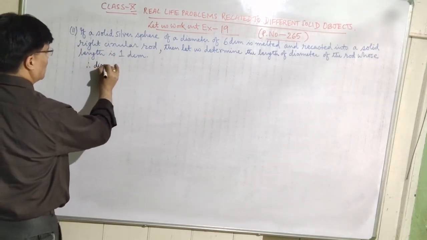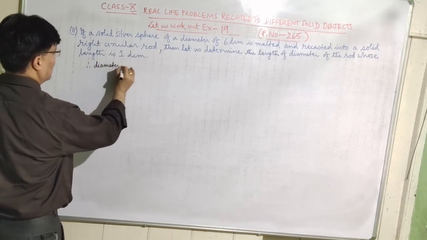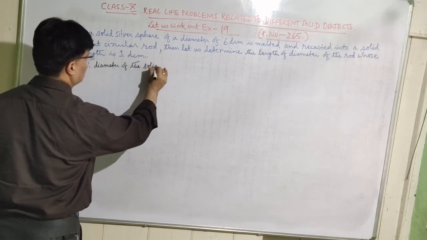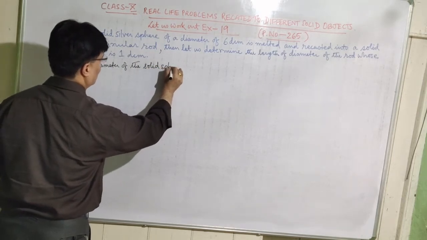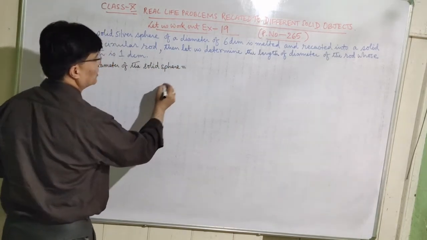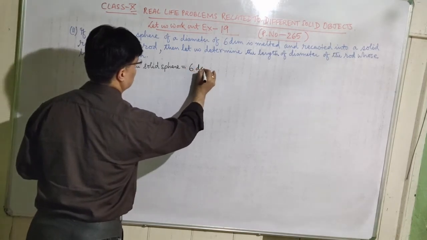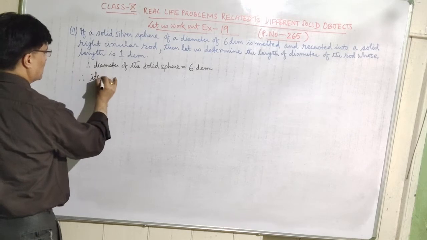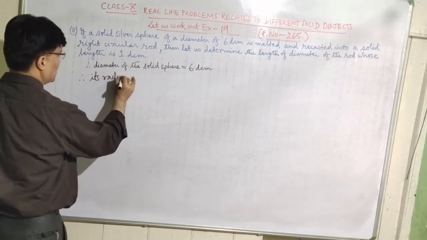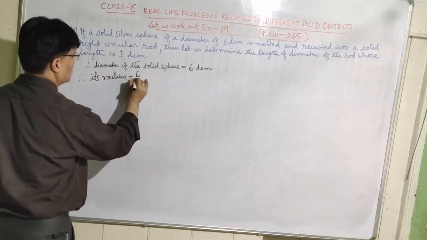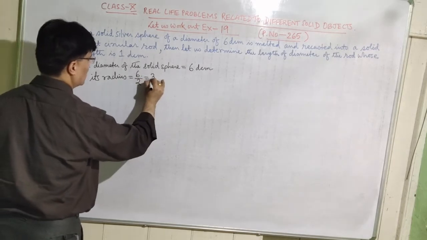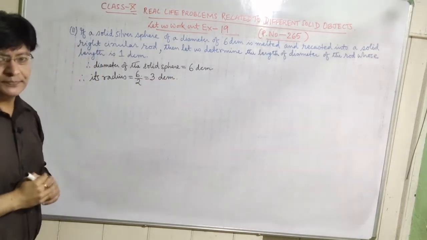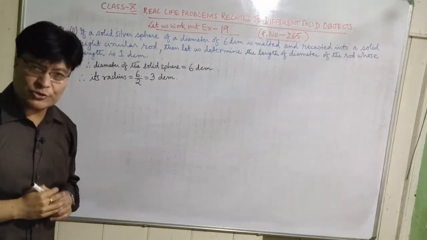So what is the diameter of the solid sphere? Therefore, let us write here: diameter of the solid sphere. Diameter of the solid sphere is equal to 6 decimeter. So what is its radius? Its radius is equal to 6 upon 2, which is 3 decimeter. So I think you have understood it.